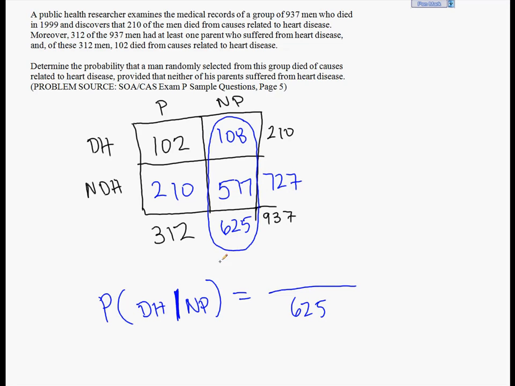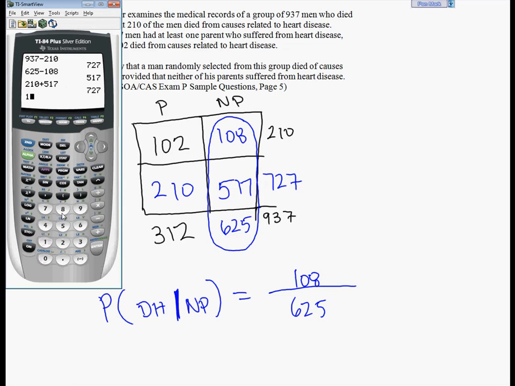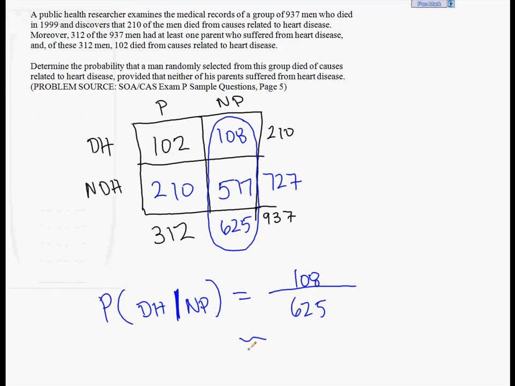And how many of those died of heart disease? Well, there were 108. So 108 divided by 625 tells us that there's roughly a probability of about 17.3%. So that means that we would like to generalize and be able to say of all people whose parents did not suffer from heart disease, we would expect about 17.3% of them to die of heart disease themselves.